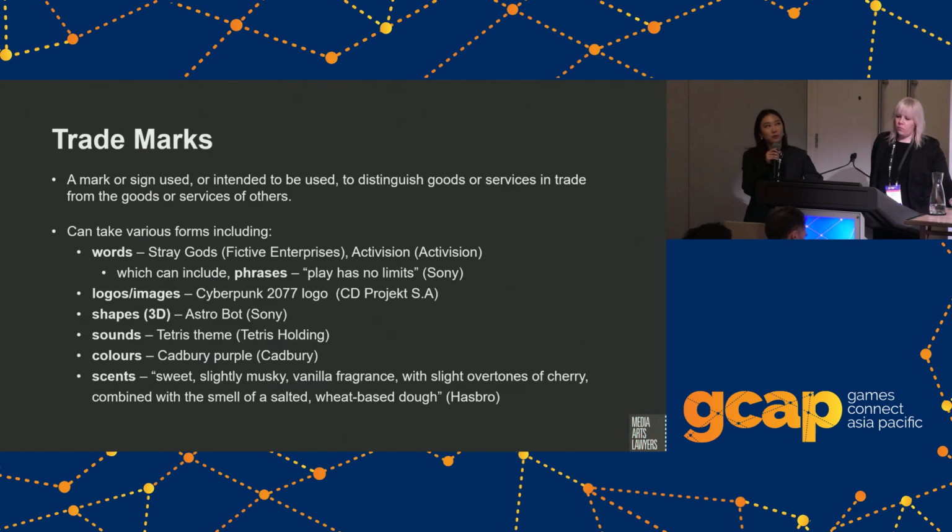So as we mentioned before, there's a couple different types of intellectual property, and there's a lot of different ways that you can protect your intellectual property as well. After copyright, there is also trademarks, or in our presentation at least, it's after copyright. Trademarks are a mark or a sign used or intended to be used to distinguish goods or services and trade for the goods or services of others.